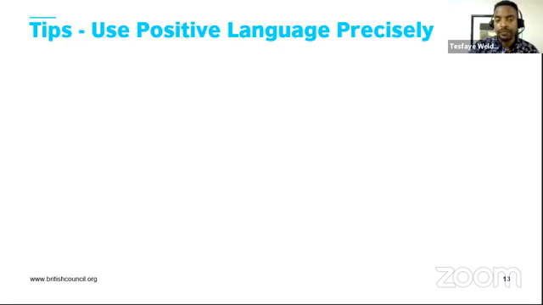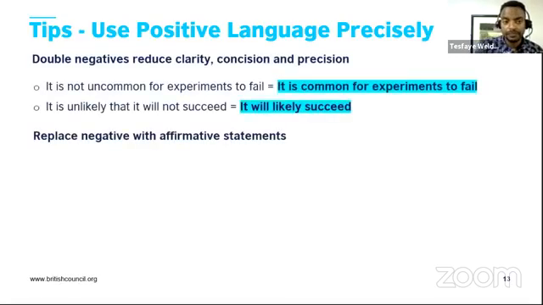Okay. So we've got some tips here. Double negatives reduce clarity, concision and precision. So rather than saying it is not uncommon, you can just simply say it is common. Why complicate it for your reader? You want your reader to understand you. Just make it simple for him or her. It's unlikely that it will likely succeed. Positive is always better.